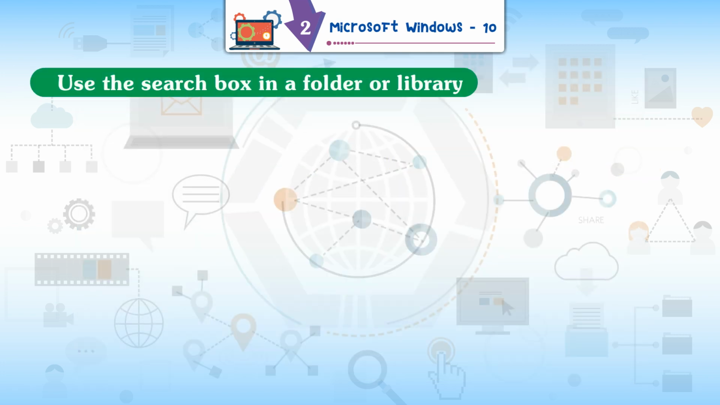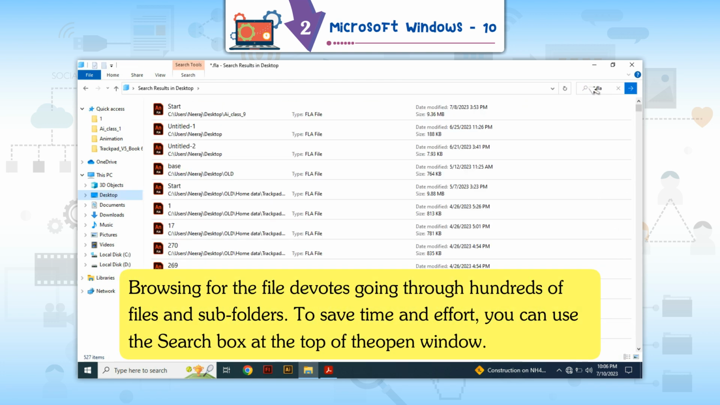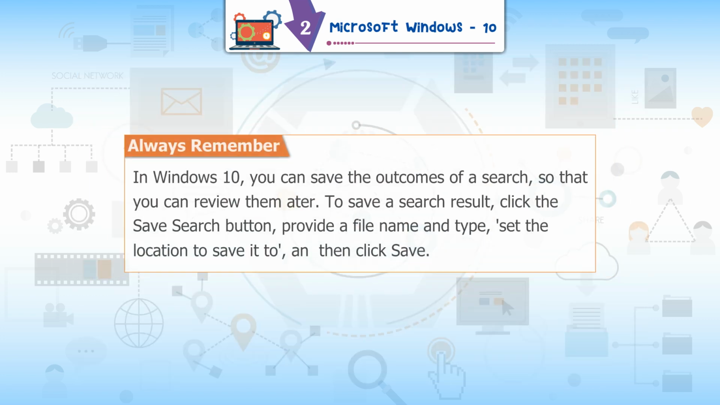Use the search box in a folder or library. You are more likely to look for a file that you know is in a particular folder or library, such as documents or pictures. Browsing for the file involves going through hundreds of files and subfolders. To save time and effort, you can use the search box at the top of the open window.